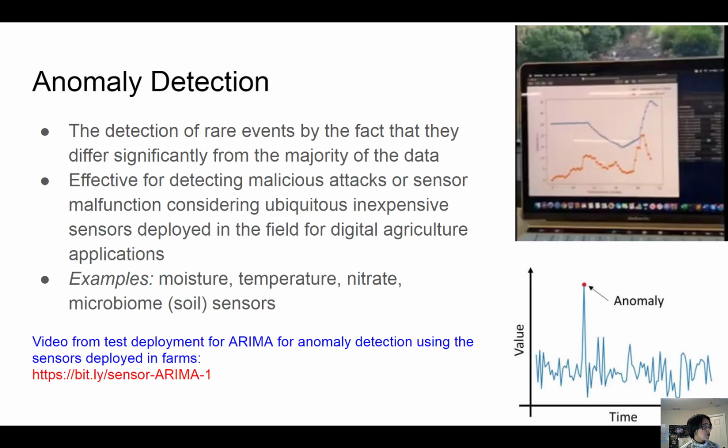Examples of these data streams in the digital agriculture setting come from moisture, temperature, nitrate. They might also be microbiome soil sensors. Now we have an example deployment from our lab here at this link, which is an anomaly detection for temperature and humidity sensors that are actually also deployed in the farms, just to show you how the anomaly detection works.